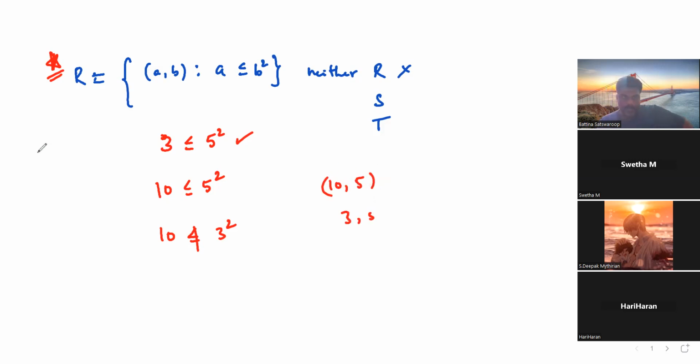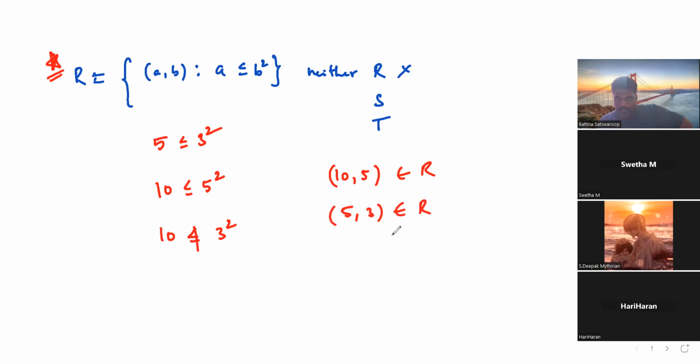5 is less than or equal to 3 square. So (10, 5) belongs to R. (5, 3) also belongs to R. But (10, 3) does not belong to R. Therefore, this is not transitive.